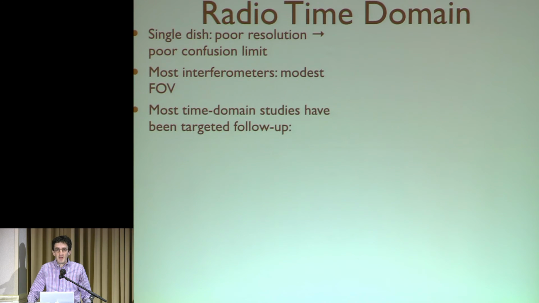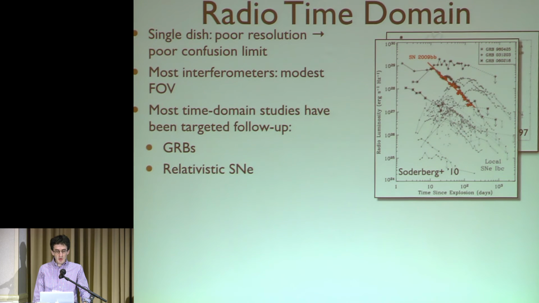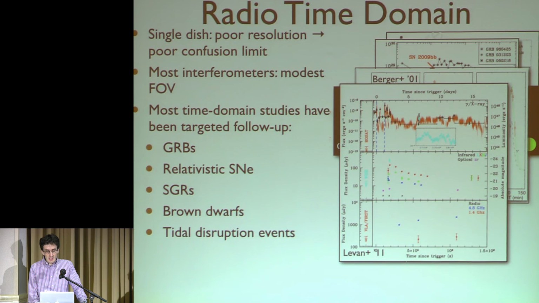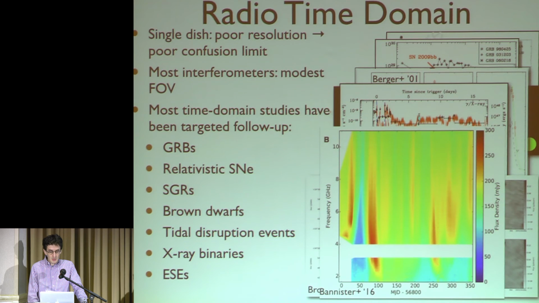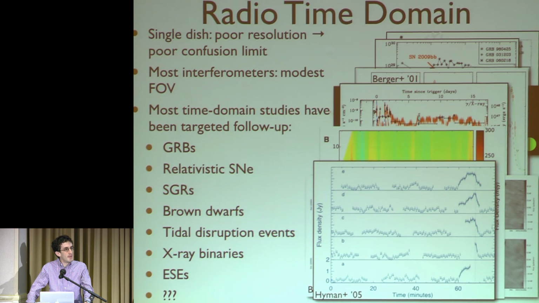And these have been very productive, but they haven't really been surveying the sky for new phenomena. They've been finding things that you identify at high energies, at radio wavelengths, or even now with multi-messenger astronomy, and trying to see what do those look like in the radio regime. So things like gamma ray burst afterglows, relativistic supernovae, soft gamma ray repeater flares, brown dwarfs, tidal disruption events, X-ray binaries, extreme scattering events, and unknown objects that Greg will discuss in a little bit more detail. All of those things have been explored with very interesting and important results coming from the radio regime, but they've largely been driven by observations or discoveries at other wavelengths.